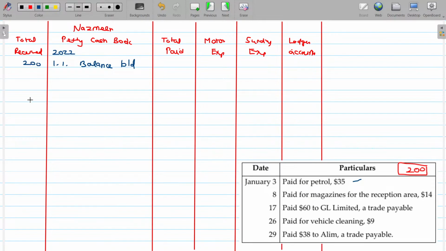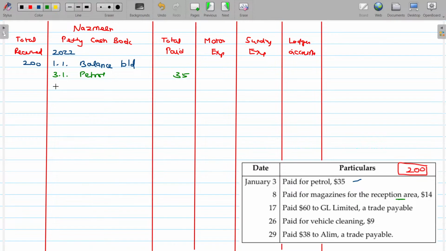On 3rd January, there's a payment for petrol. The value being $35. Paid for magazines for the reception area.